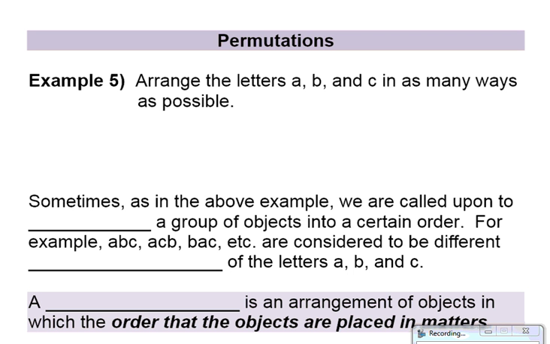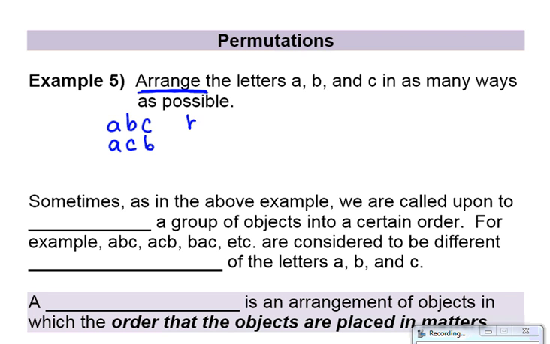All right, so now we're going to go to something with the name of permutation. Arrange the letters A, B, and C in as many ways as possible. So notice it says the word arrange. So I want them to be in a special order. That means that A, B, C is different than A, C, B. So those are different arrangements.